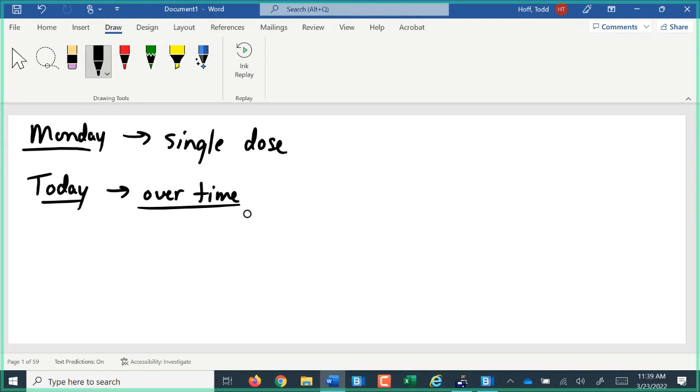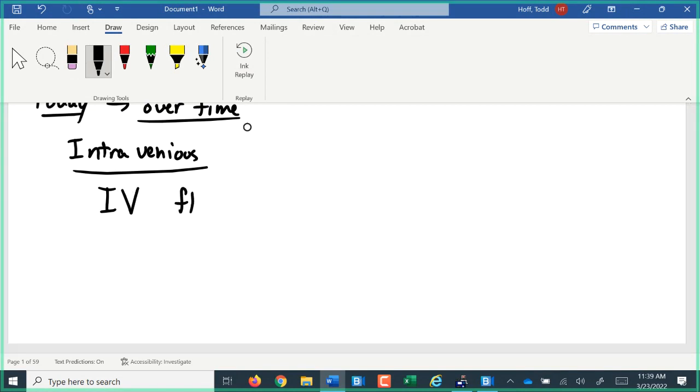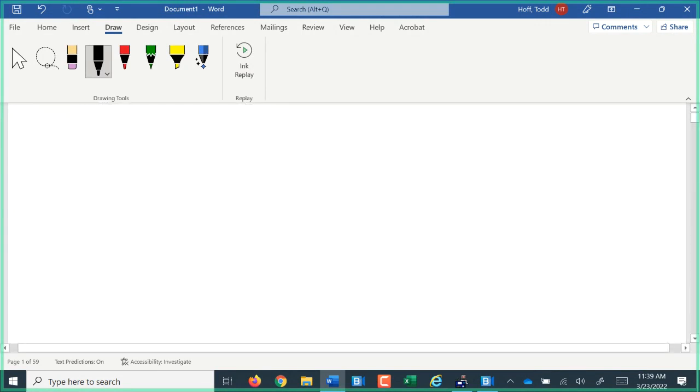And the most common way of doing that is for an intravenous setup. So intravenous, or from here on out just called IV, goes off of what's called a flow rate. Now, flow rate can really be set up in many different forms.